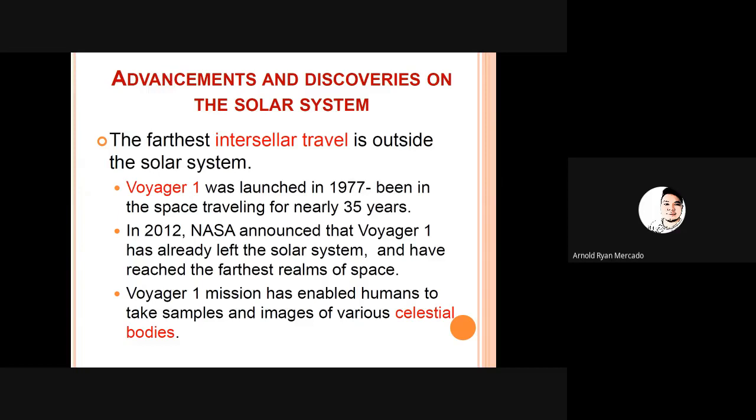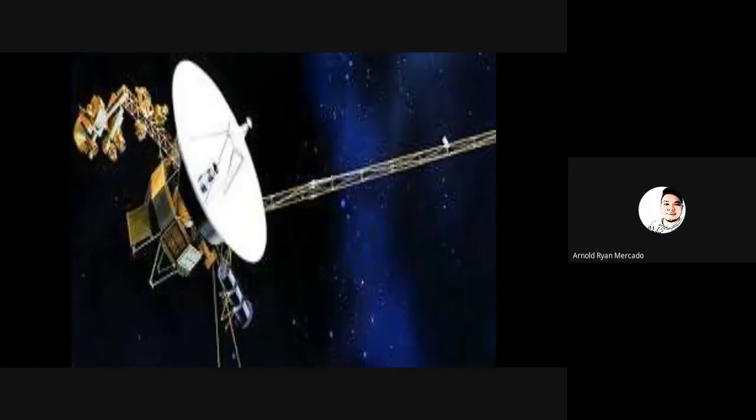Then the Voyager 1 mission has enabled humans to take samples and images of various celestial bodies. Kasi sinesend po ng Voyager 1, ano, space probe na lang to, no? Wala siyang dalang astronomer or living organism. Computer lang. Sinesend yung images na nakukuha gamit ang Voyager 1 dito sa ating NASA or dito sa astronomy center ng mundo. Yan, yun yung Voyager 1.